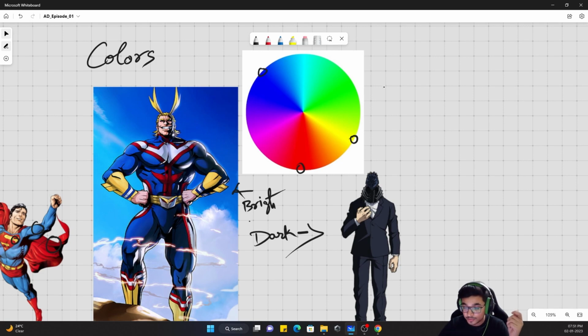Also, what is color harmony? Color harmony is the same thing. You do not use the colors which are adjacent to each other. You use the opposite colors that are pleasing.